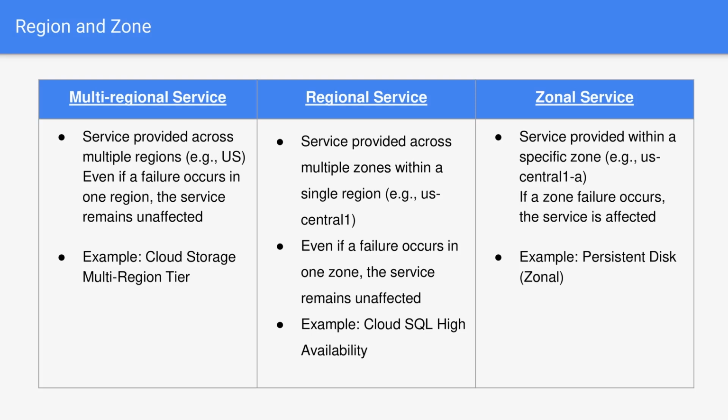Next, there is the third one, the zonal service. This is a service that is only provided in a specific zone, which is the smallest geographical unit. So if a failure occurs in the zone where the service is created, a service disruption is inevitable. For example, say I mounted a disk that is only applicable to zone A before moving the VM to Seoul, but a failure occurred in zone A. In that case, a situation will arise where you cannot use the disk that is mounted as a temporary drive.